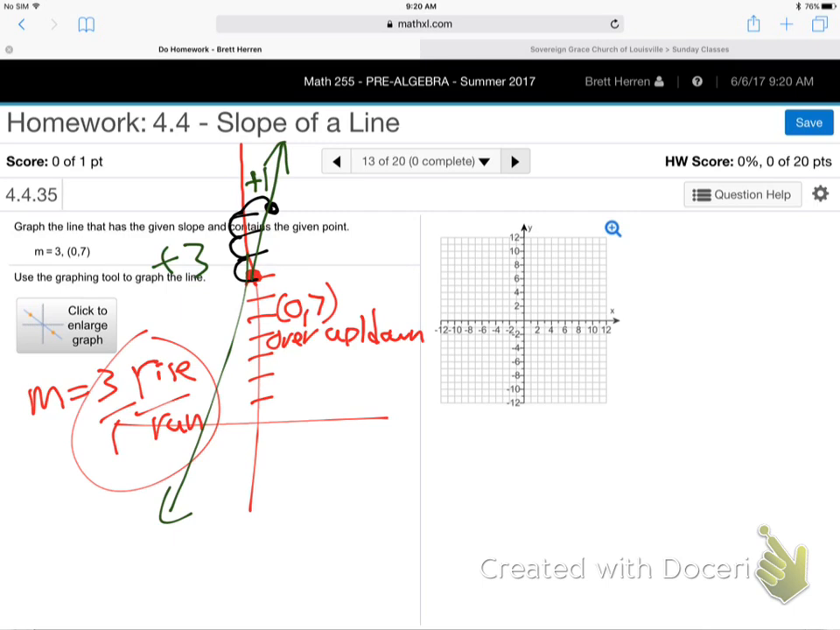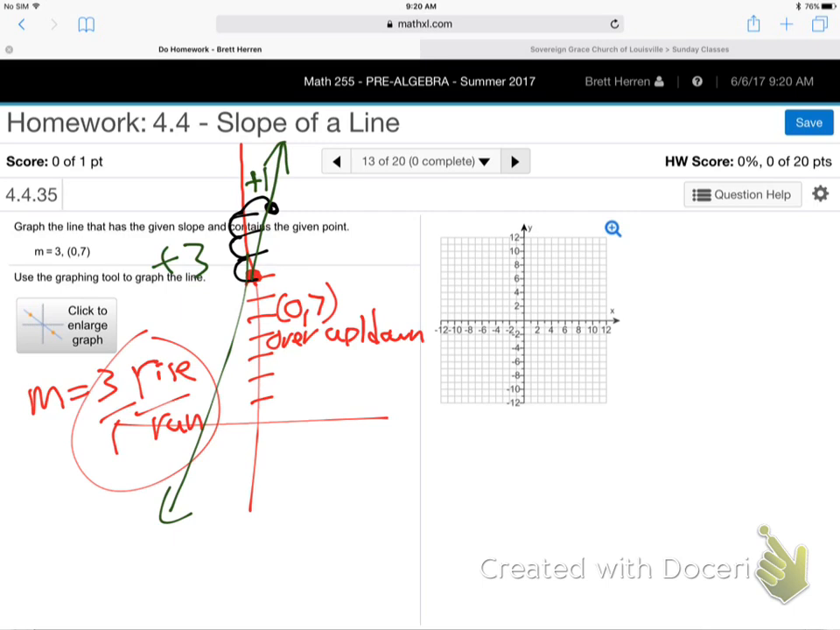Now, how do you know that the 3 is the second one that you need? You did 0, 7 first. Oh, I see. How do you start with that and not the 3? Because the 3 came first. I see what you're saying. Good question, Jose. It's because the 3 is 3 over 1. That's just how far you move, not where you start from. See if I can say that better.